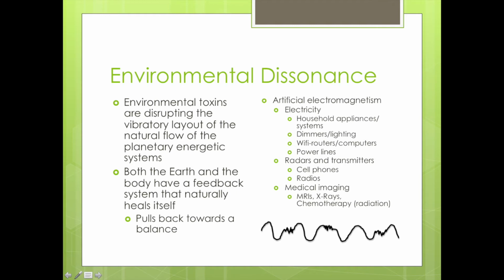We're also dealing very regularly with artificial electromagnetism. Artificial electromagnetic fields are thousands of jumbled frequencies that fill the air. With this, we're talking about electricity and household appliances and systems, dimmers, lighting, Wi-Fi, computers, power lines. We're also looking at radars and transmitters, so cell phones and radios, and even medical imaging deals with radiation.